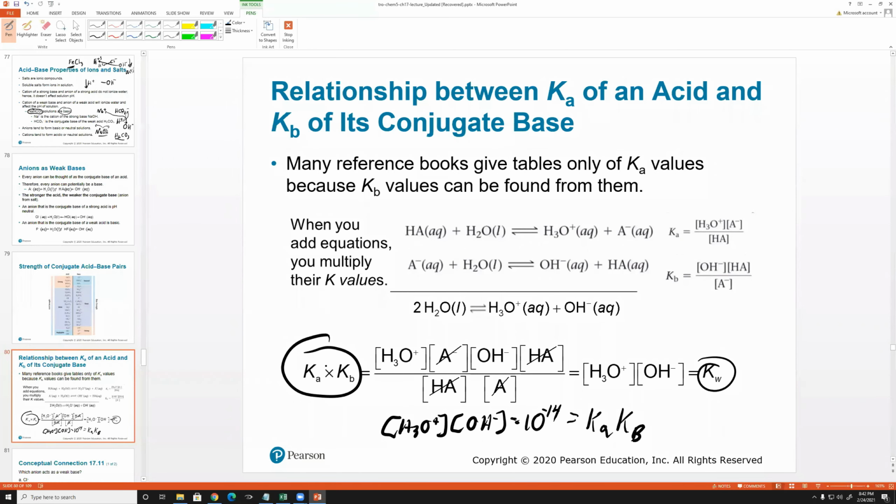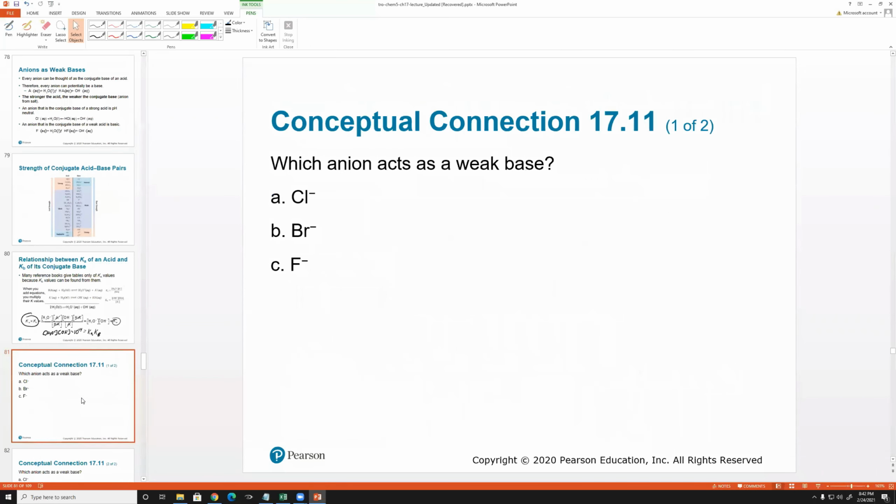And that Ka and Kb must be for the same conjugate pair. So the acid is the Ka and its conjugate base is the Kb, or vice versa. But it has to be for the same compound. You can't take a random Ka and a random Kb, multiply them together, and get 10 to the negative 14. That's not how it works. It has to be for the same conjugate pair.